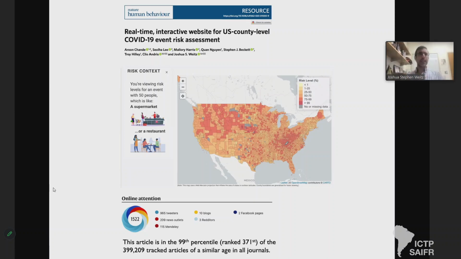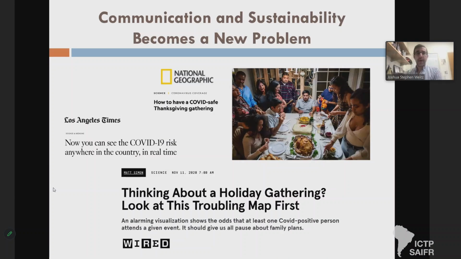We ended up releasing the resource and the paper, and then another issue came to the fore, which was communication. LA Times, Washington Post, New York Times, literally hundreds upon hundreds of newspaper articles and local newscasts wanted to think about and communicate, especially before Thanksgiving, but also in July during the summer wave, what was the risk that these gatherings could lead to new transmission?